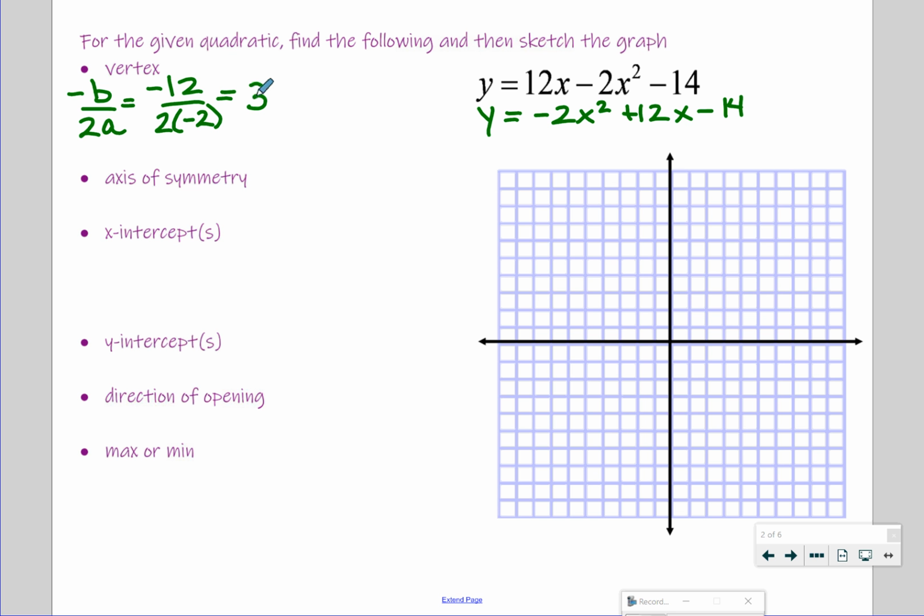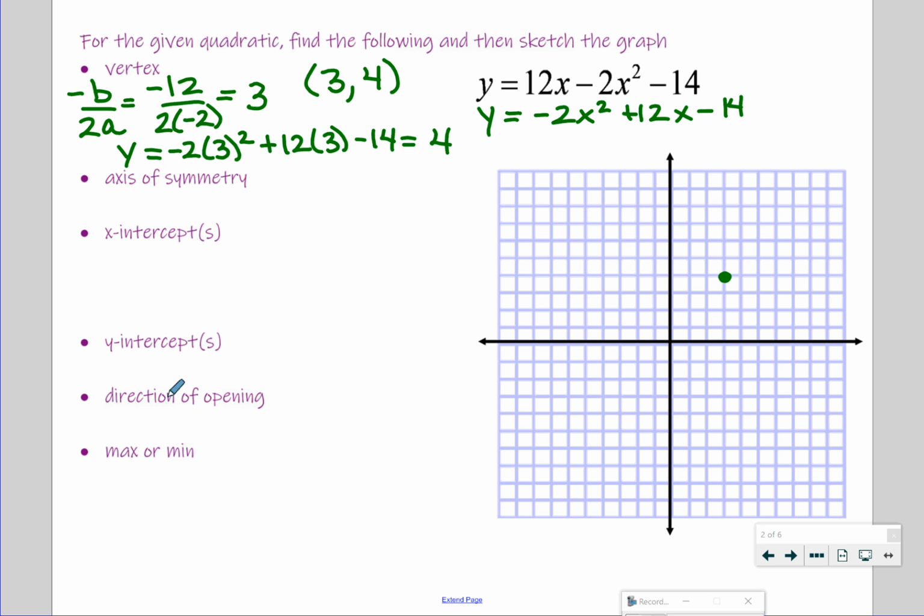Then to find the y-coordinate of the vertex, we're just going to plug 3 into our function. So negative 2 times 3 squared plus 12 times 3 minus 14. All right, so let's see, that gives me 9 times negative 2, that first term is going to be negative 18, plus 36, which will be a positive 18 when I add those together, minus 14 gives me 4. So my vertex, final answer for this first piece, is the point (3, 4).